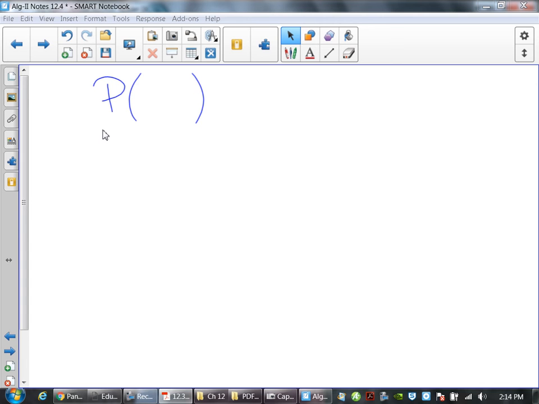Compound events are more than one event occurring. For example, what is the probability of drawing a king or a heart? I want to talk about the probability of getting a king or a heart in one draw, a single draw out of cards. How many cards are kings? 4 of them. 4 out of the 52.